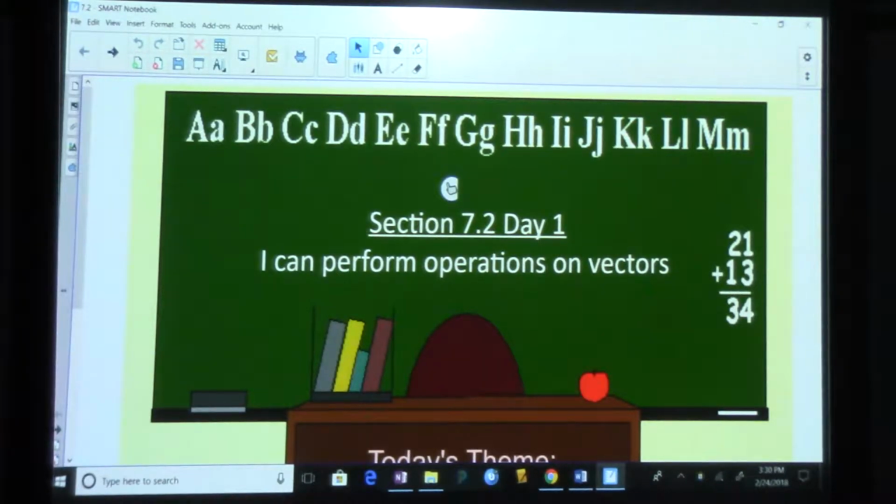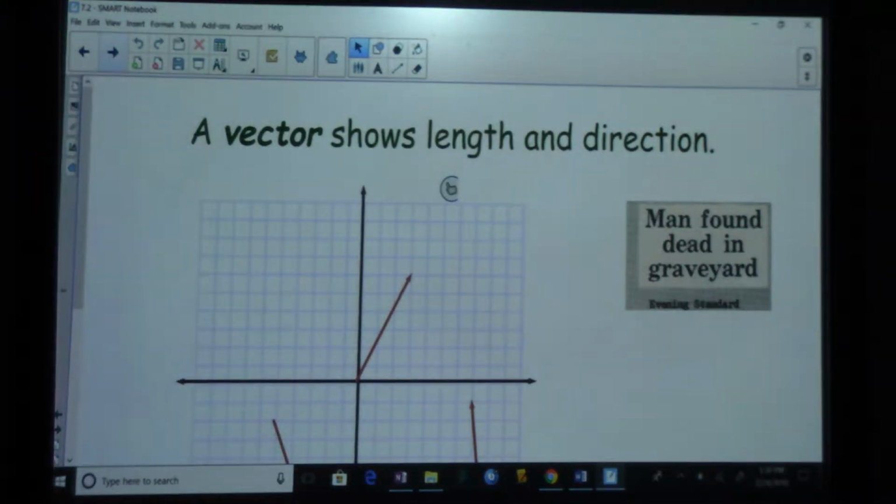But let's jump in. Okay, so what is a vector? A vector shows length and direction. If you guys have seen Despicable Me, I think there's stuff in there with the bad guy Vector. Magnitude and direction, I'm not sure if that's what he says.